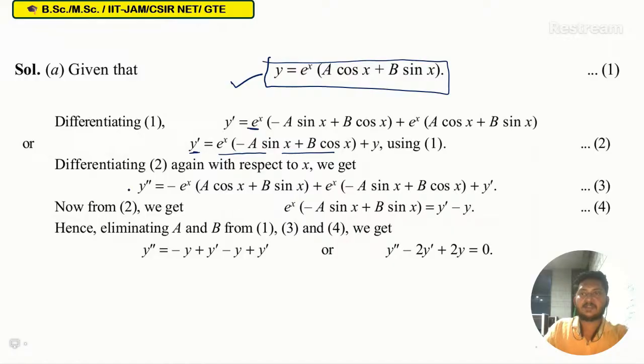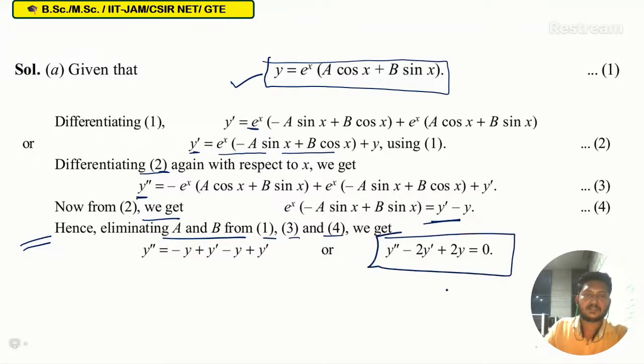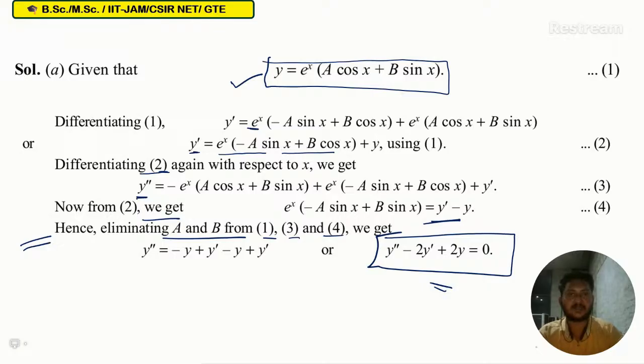Now next part is differentiate again. When you differentiate again, you get y dash which is equal to y for the original equation. Then we eliminate a and b from the first and second equations. Then you get y double dash minus 2y dash plus 2y which is equal to 0. I know this step is very short to explain, but you understand it.